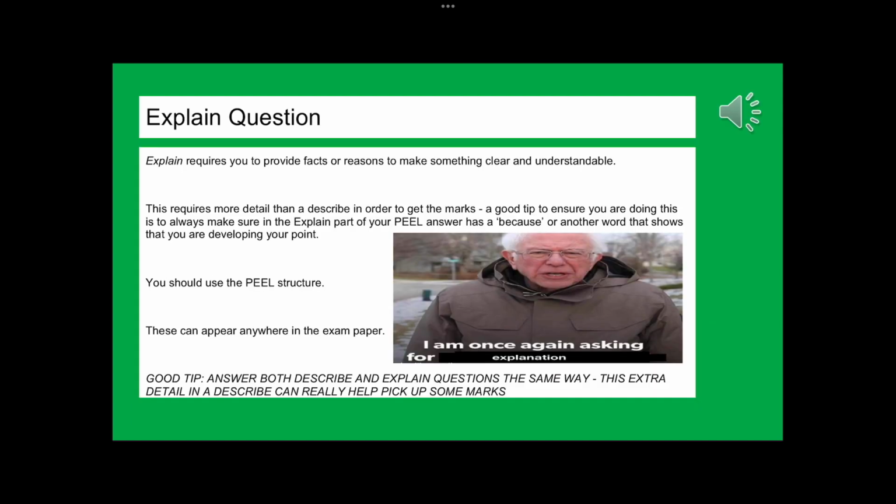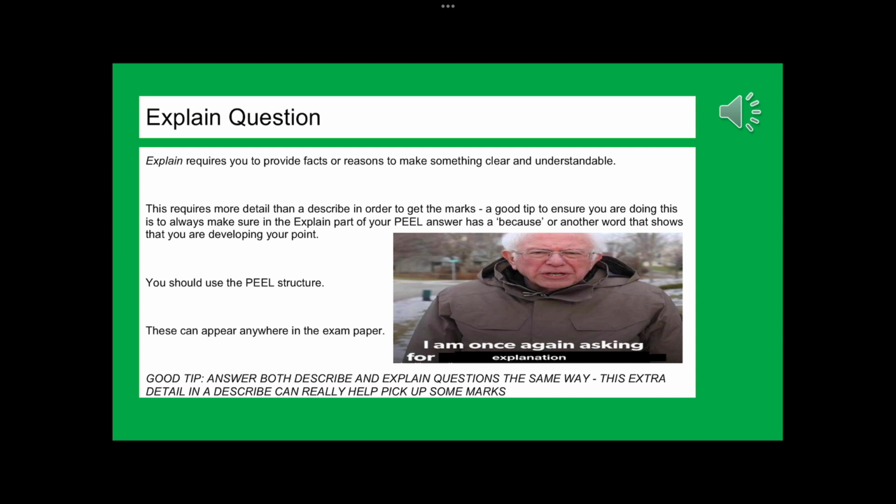So the second type of question we're going to look at is the explain question. Now these are really similar to the describe questions. Explain questions require you to provide facts or reasons to make something clear and understandable. So these require more detail than a describe in order to get the marks. A good tip to ensure that you are actually explaining and not just describing is to always make sure that the explain part of your PEEL answer has a "because" or another kind of linking word that shows you're actually developing the point. So again, you should use the PEEL structure, which we're going to look at in the next slide. These also can appear anywhere in the exam paper and are also worth 6 marks. So again, you shouldn't be spending any more than about 10-11 minutes on these.